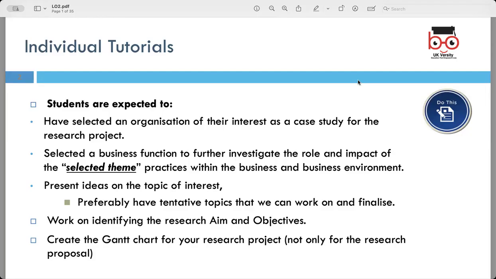You should also be able to talk about your topic idea, even if it's not final yet. It's great if you have a tentative topic we can work on together and refine. Then start writing your aim and objectives, because they will guide your entire project. You also need to create a Gantt chart, not just for the proposal, but for your whole research project. This chart will help you plan your time and track your progress.